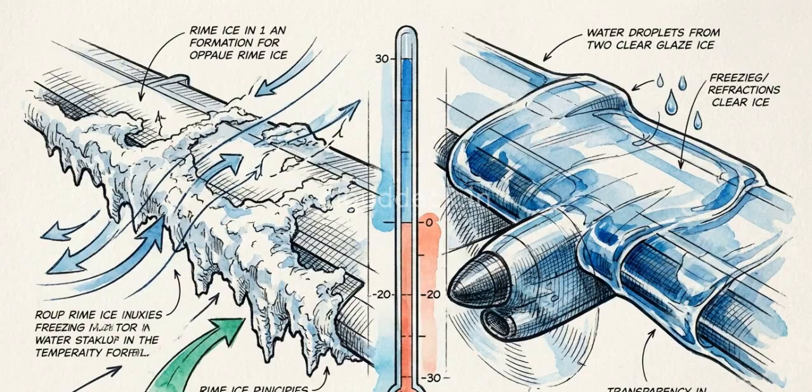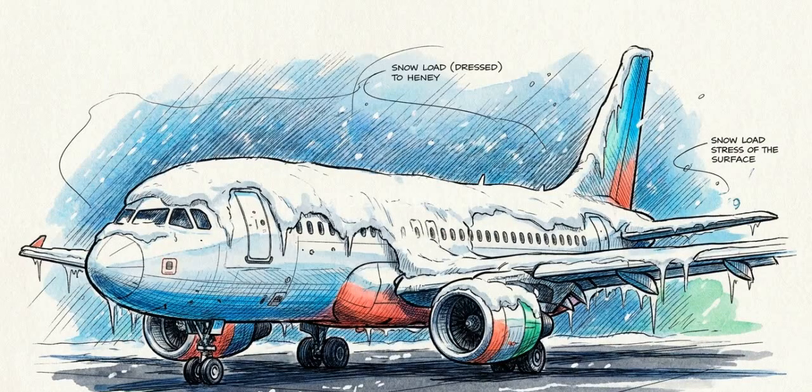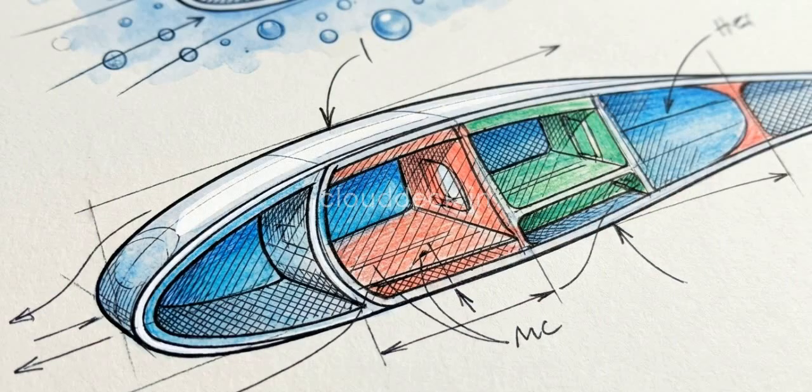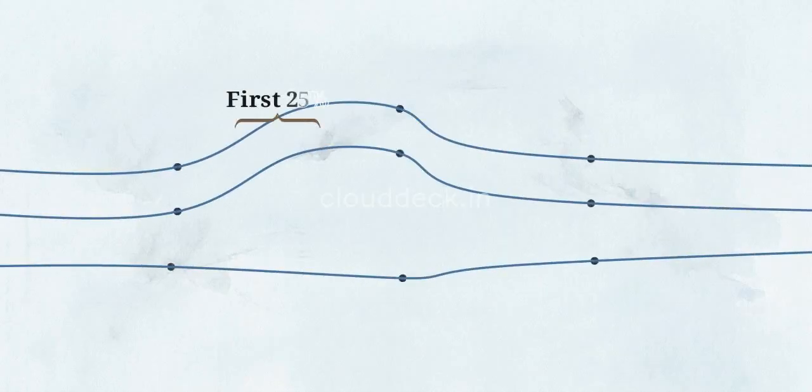gripping the airframe. There is a common assumption that ice brings down airplanes simply by making them too heavy to stay in the air. In reality, the threat is geometric. Ice destroys the precise shape required for flight. Lift is generated primarily on the first 25% of a wing's leading edge. This is the exact zone where ice prefers to accumulate.